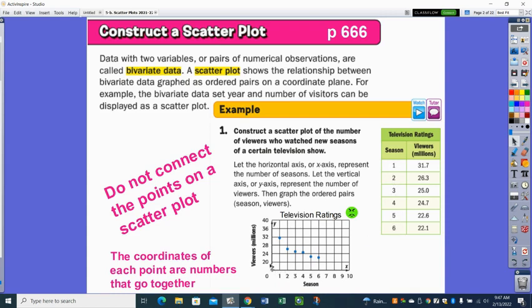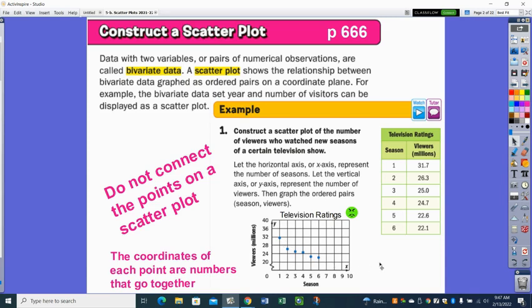And over here, notice they put a break in the graph and started at 20 million because there's no number below 22. So if you didn't put that break, you'd have all this blank graph underneath, and the graph would be way up on its own. So that's why there's a break in the graph. And then you plot the points. So here's season 1, and it's right below 32 million, like at 31.7, season 2, and all the way down.